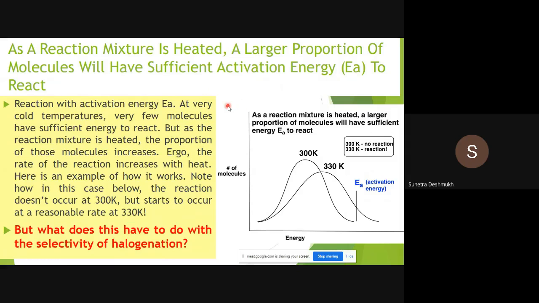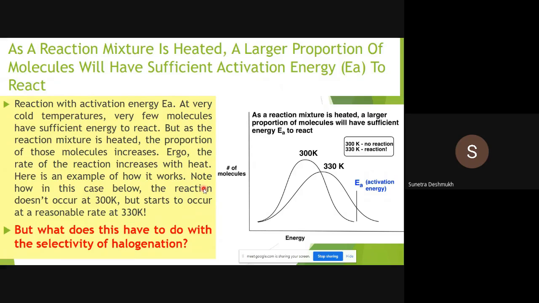Okay, so when the reaction mixture is heated, a larger proportion of the molecules will have sufficient activation energy EA to react. Okay, so for a reaction with activation energy EA at very cold temperature, very few molecules have sufficient energy to react. As we increase the temperature, as we heat the mixture, the proportion of these molecules increases, and that's why the rate of reaction also increases as we increase the heat. Here is an example of how it works.